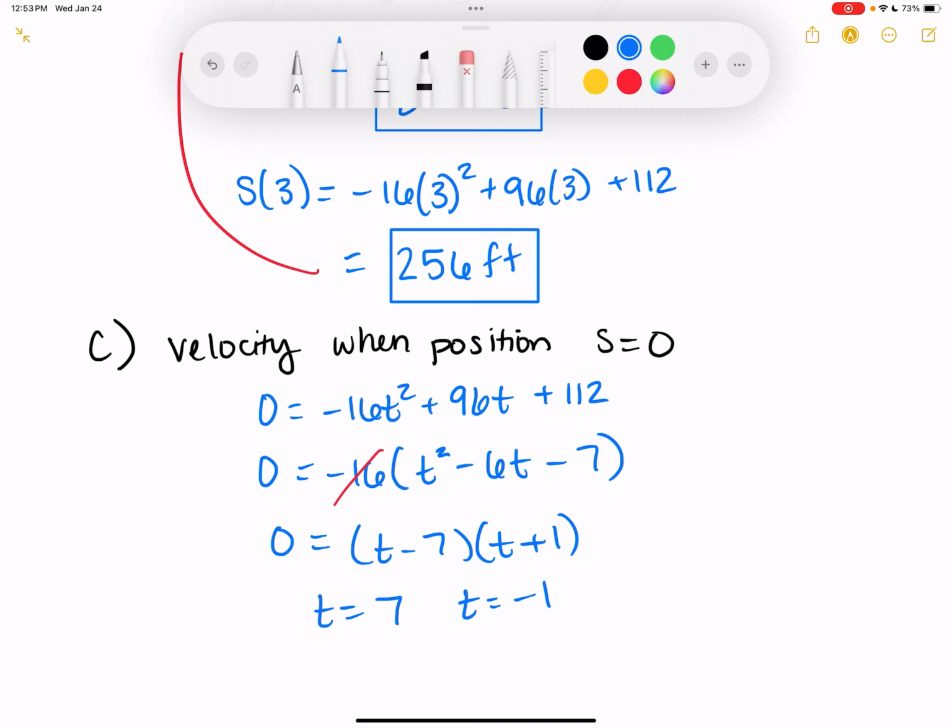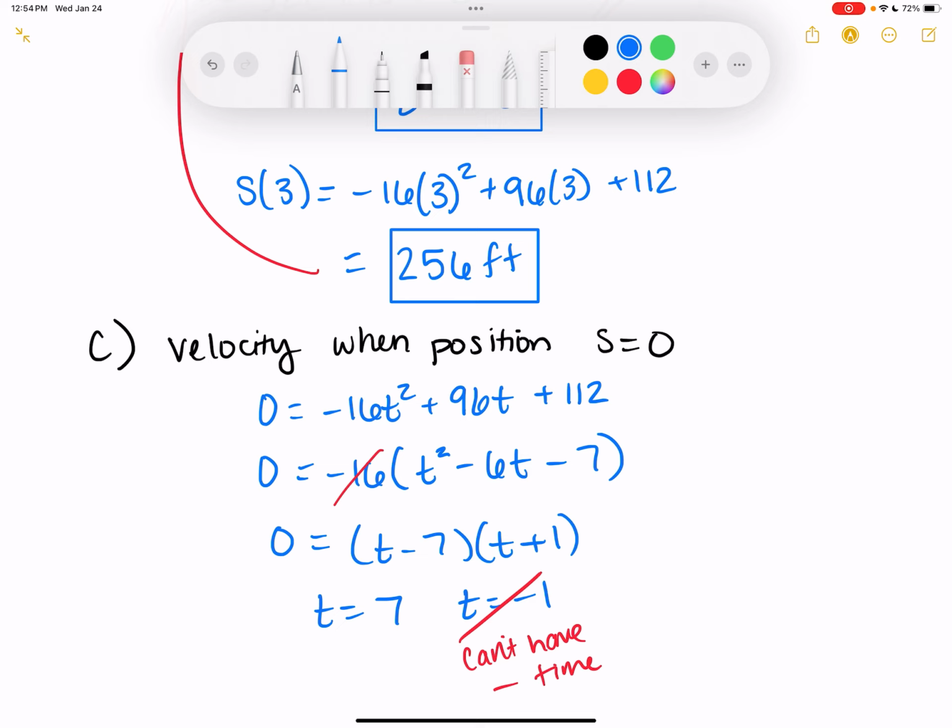But can we have negative time? No. So it's not equal to negative 1. Can't have negative time. So that means that at 7 seconds, the position is 0. I don't know if that means there was negative position at some point or what, but anyways.